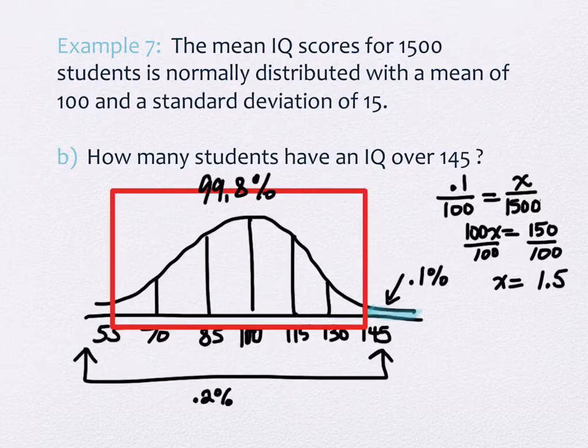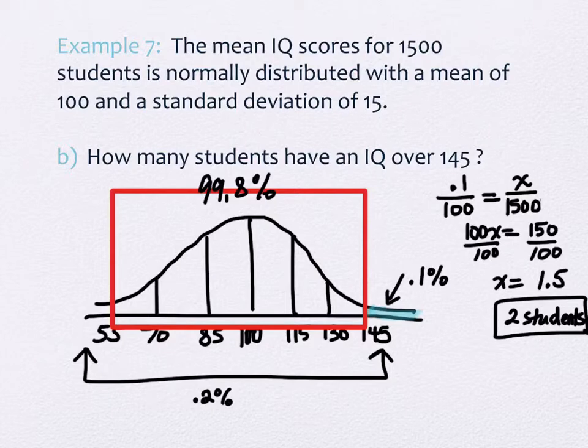1.5. 1.5 what? Students. We need to round. Yeah, we're not gonna go dividing. This isn't a magic show, right? We're not chopping people in half. So we definitely need to round, and we'll just use regular rounding rules. So if this had said 1.4, we would say 1. If it says 1.5 and up, we'd say 2. So this is 2 students. So there are an estimated, right, 2 students in the school of 1,500 who have this IQ that's really, really high.